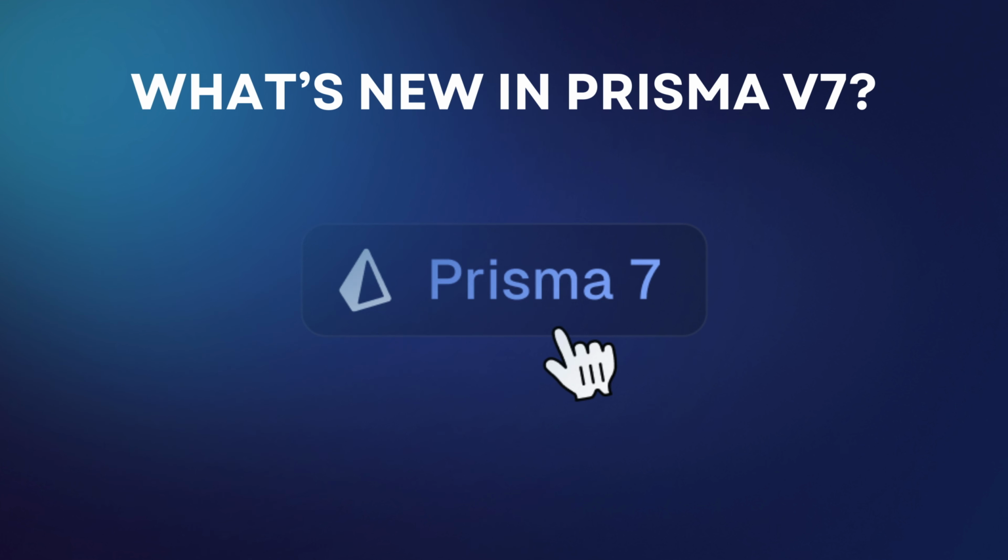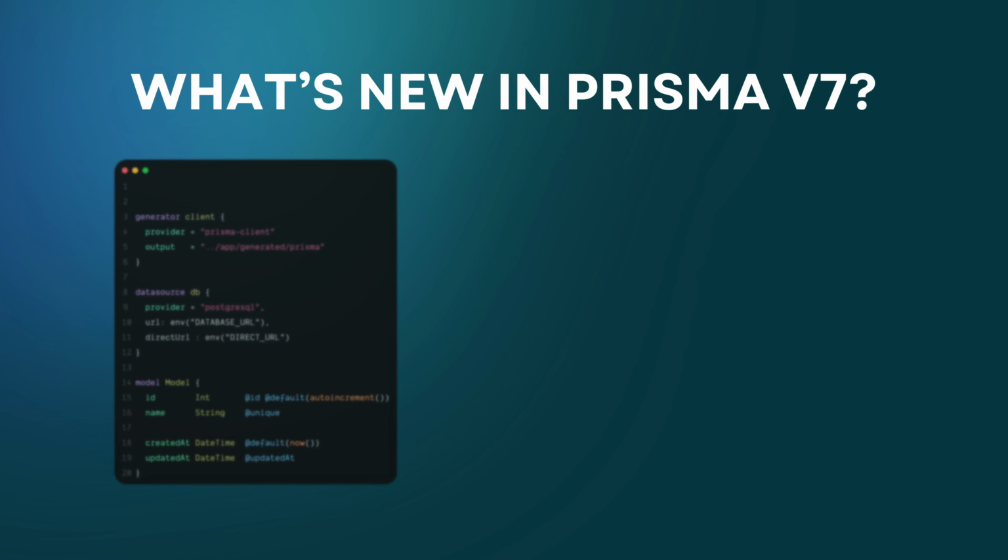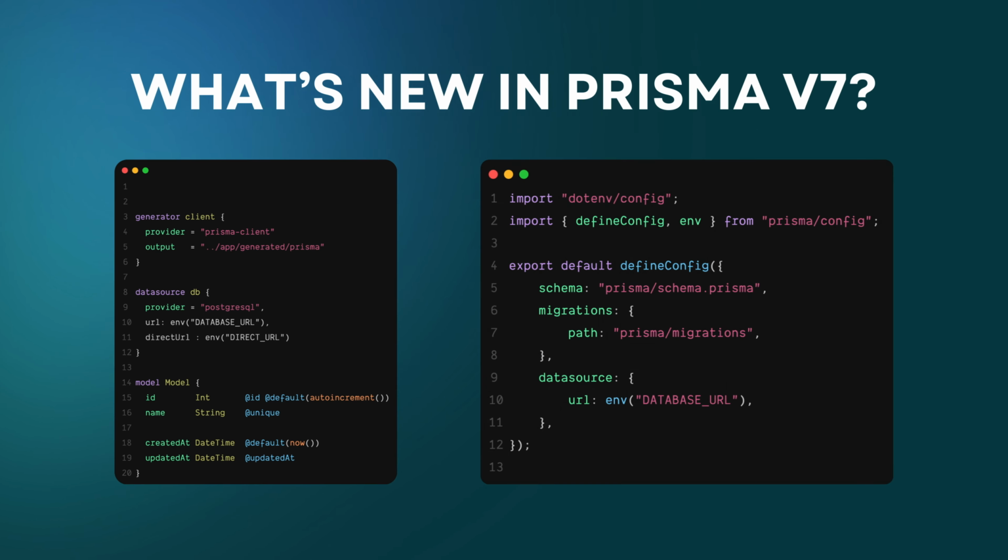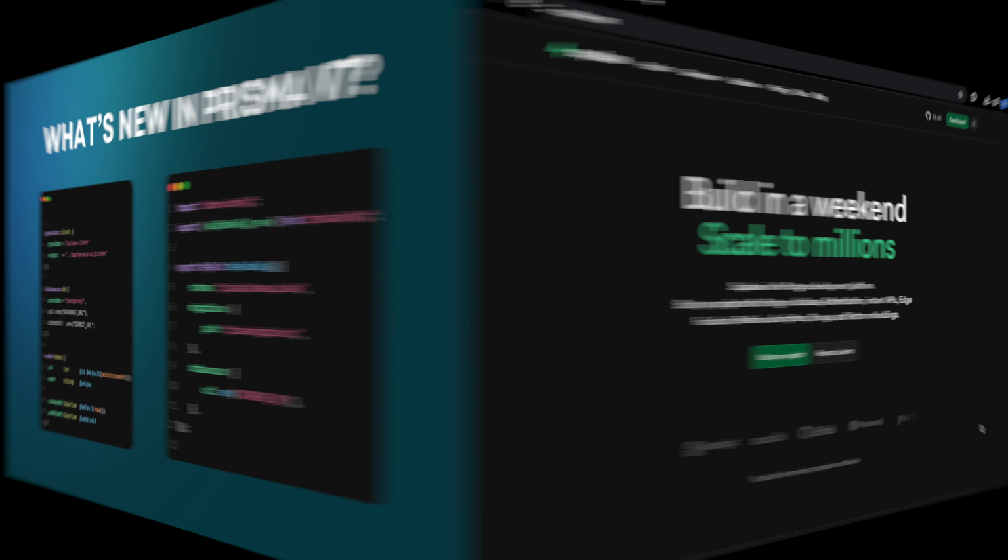Before we move on, let me quickly tell you what's new in Prisma V7. One of the biggest changes is how the database connection is handled. Previously, we would set the database URL in the .env file and Prisma would pick it up automatically from schema.prisma. In Prisma V7, the database URL is now configured in the new prisma.config.ts file. This makes the setup more centralized and easier to manage, especially if you are working with multiple environments or databases.